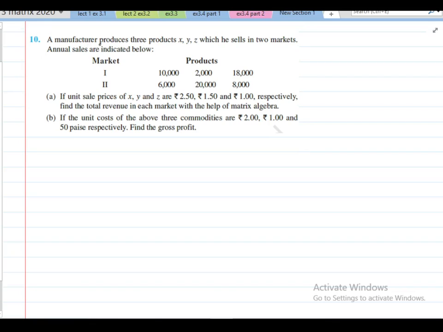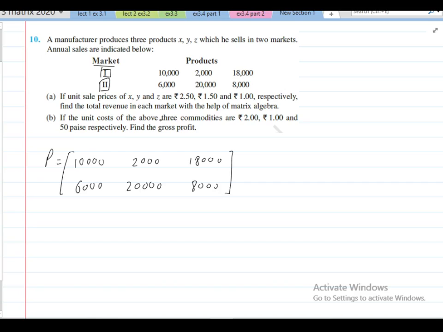So the three products X, Y, Z, which he sells, to which market. The question is like we have a manufacturing producer, three products X, Y, Z, and two markets, say 1 and 2, and production is like this. So let's call production as your matrix. 10,000, 2,000, and 18,000. Below that 6,000, 20,000, 8,000. This is your production matrix.